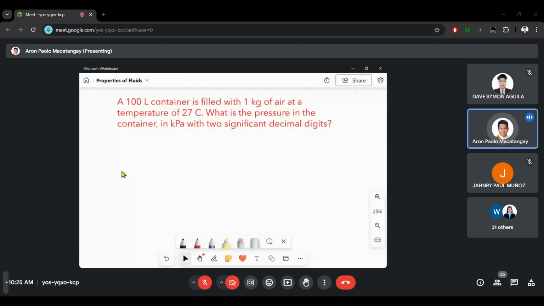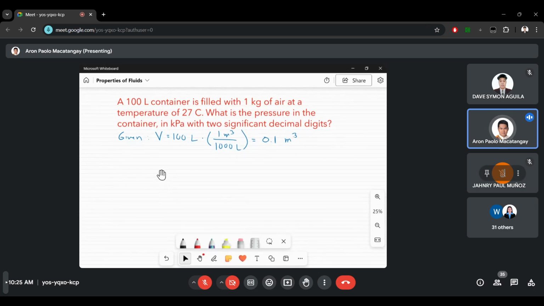Okay, so let's solve this. Again, we start with the given. Given our volume is 100 liters. So for uniformity's sake, I will already convert that to cubic meter. 1 cubic meter is 1,000 liters. So this will be equal to 0.1 cubic meter.